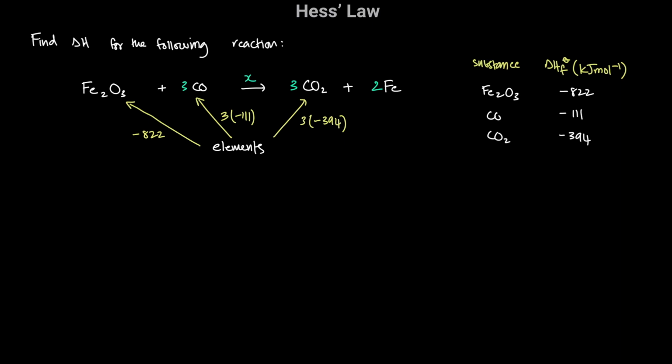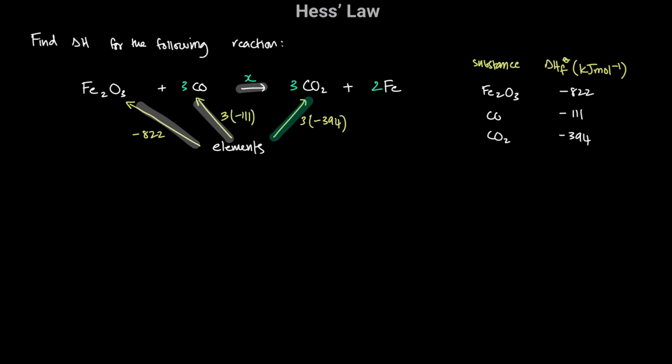So that's our unknown. Let's call that X. The idea here is that we want to find the enthalpy change for this reaction, reactants to products. Now we can say that if we go from elements to reactants and then reactants to products, that's the same as directly going from elements to products.